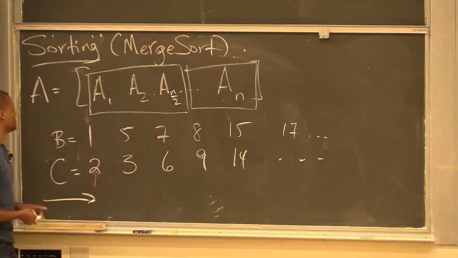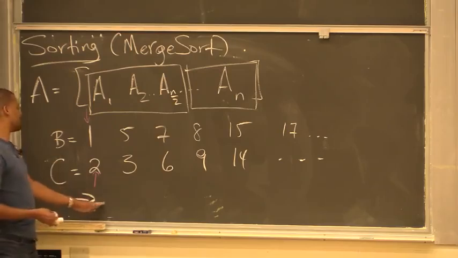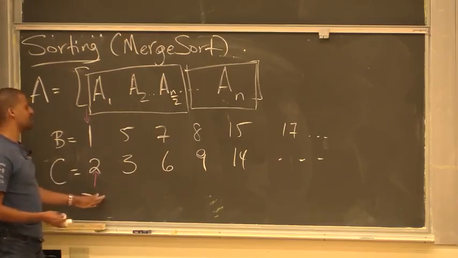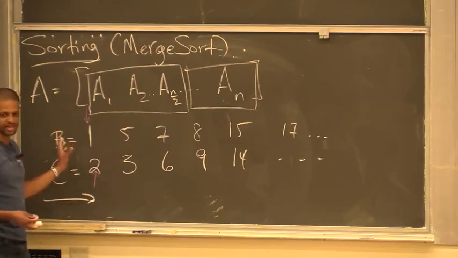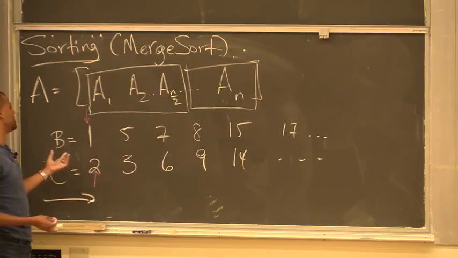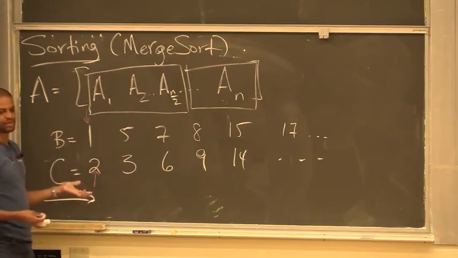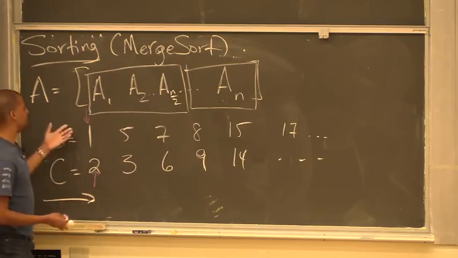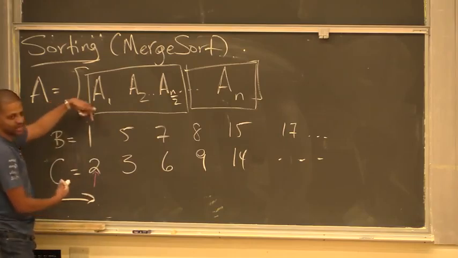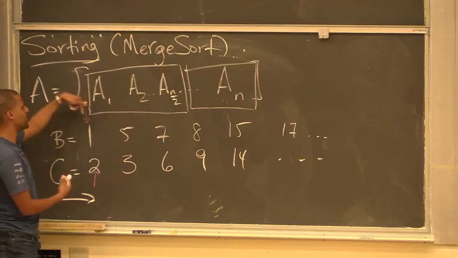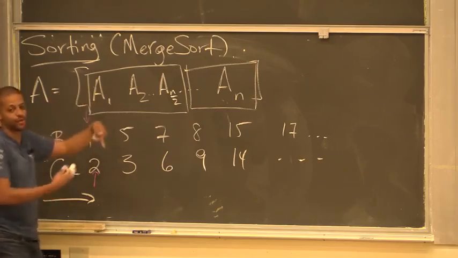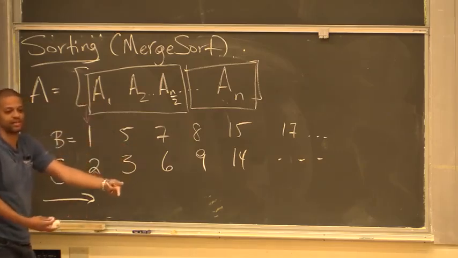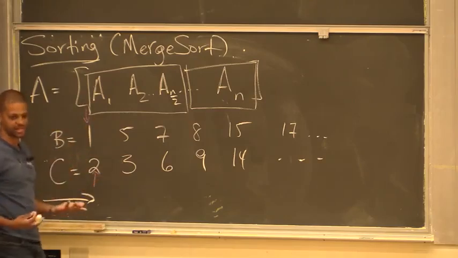Right? So the point is, the first thing in the merged array has to be the smallest in the union of the arrays. But there are only 2 options for who that could be. It's either the smallest in B or the smallest in C. So the invariant we're going to maintain is that we have these 2 pointers, one into B and one into C, and they're always going to point to the candidates for who the next smallest could possibly be. It's always going to be the next person in B or the next person in C.